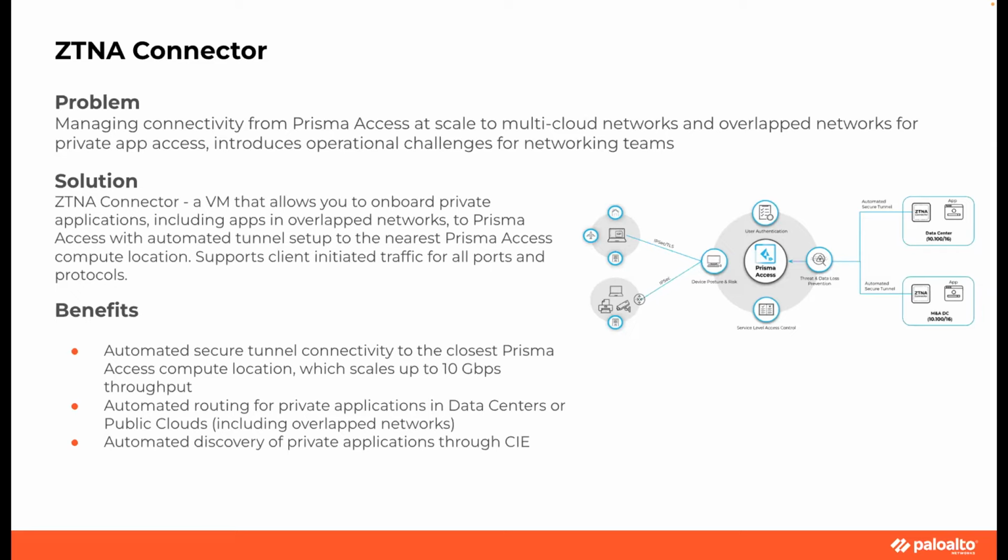Some of the benefits here are secure tunnel connectivity to the closest Prisma Access location, and the scale can be up to 10 gigabits per second. It provides automated routing between your private applications or your data centers to your users and branches. And at the same time, it's also able to automatically onboard your private applications with the help of Cloud Identity Engine.